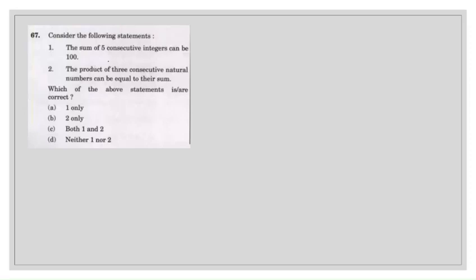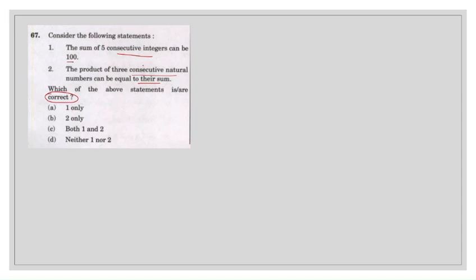So let's start dealing with the questions of UPSC. So this question says, consider the following statements, and the first statement says the sum of 5 consecutive integers can be 100, and the second statement says the product of 3 consecutive natural numbers can be equal to their sum. So they're asking which one of these statements, or perhaps even both or neither, is or are correct. That is what they're asking.